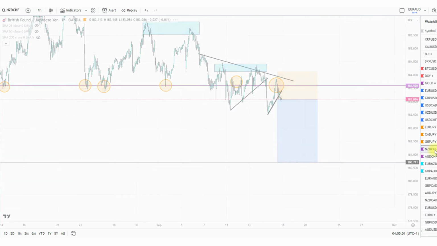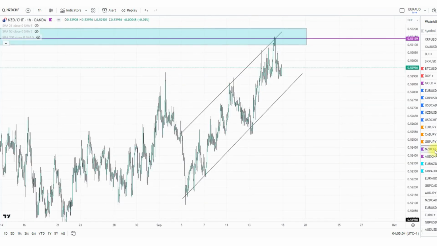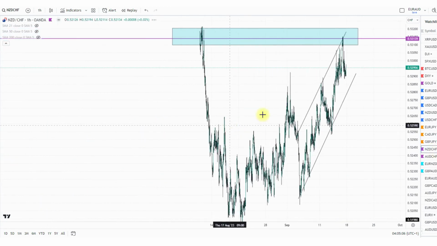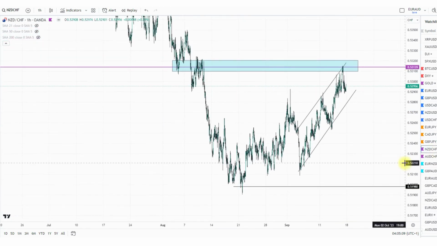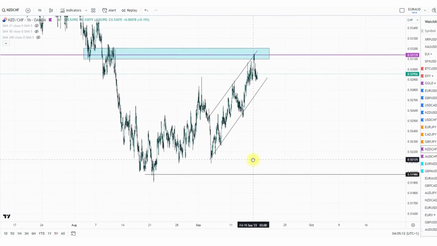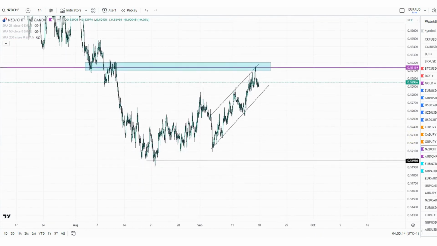187.11. So the next pair I want to take is SGD Swiss franc. So we have the monetary policy out of the Swiss franc on Thursday. So my bias on this is to the downside. Probably you should see a break of this to the downside.